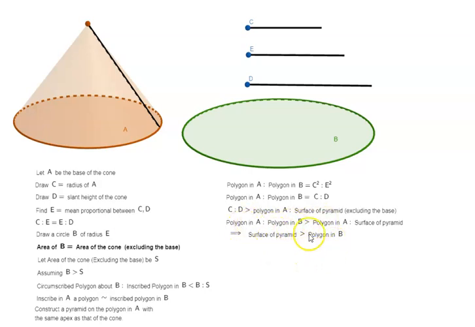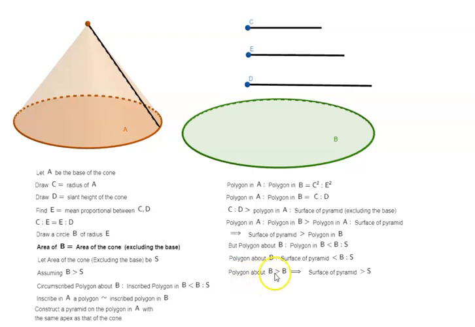Or we can say, since the numerators are both equal, the inequality is determined by the denominators. So if this ratio has to be greater than this ratio, the surface of the pyramid has to be greater than polygon in B. But we have already seen that polygon about B is to polygon in B is less than B is to S. So polygon about B is to the surface of the pyramid is less than B is to S. Because polygon in B is less than the surface of the pyramid, if the denominator of the left hand side is increased, this inequality stays. So polygon about B is to the surface of the pyramid is less than B is to S.